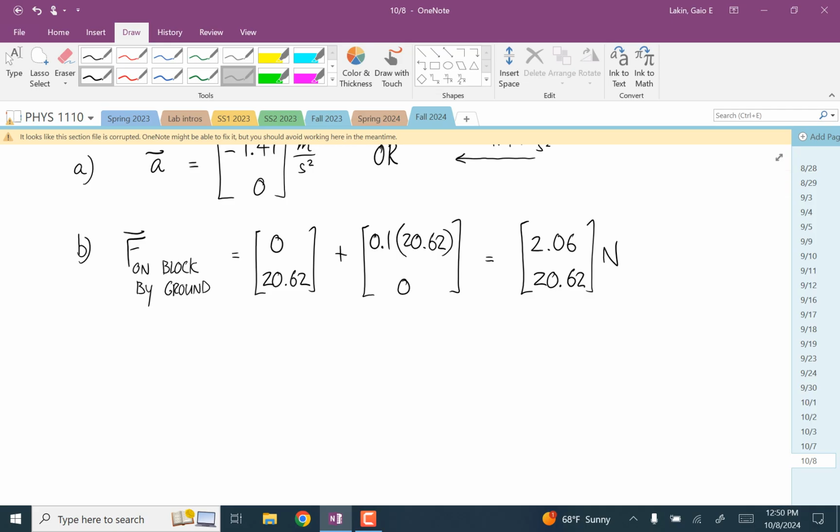That one's a little harder to visualize because it has two components. But if you wanted to get a sense of what that looked like, you could plot out that point. So go over 2.06, go up 20.62. And so that force vector is like in this direction.